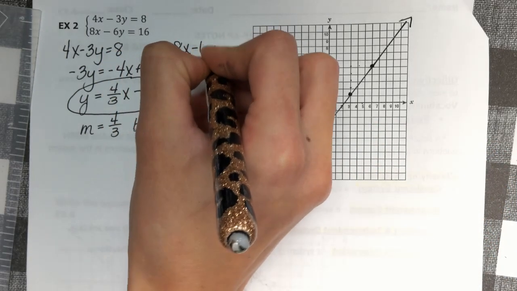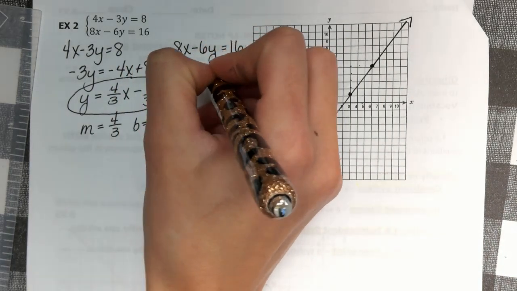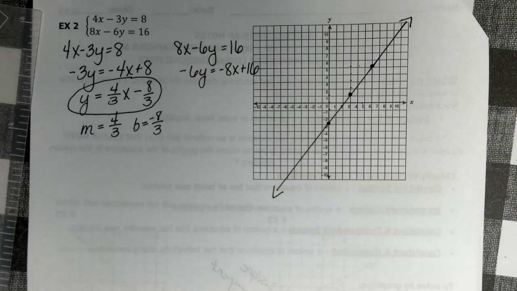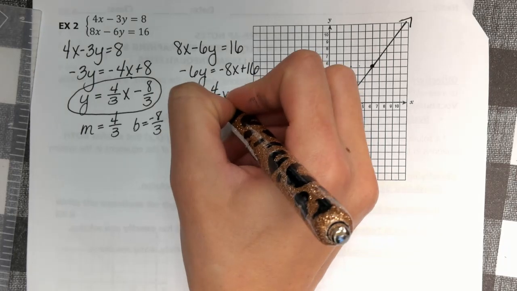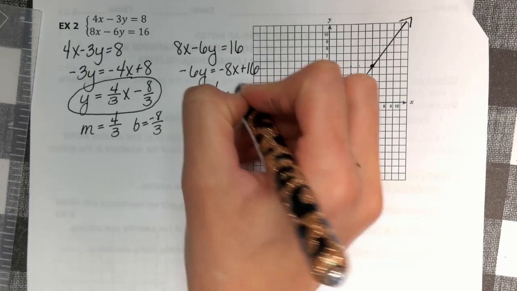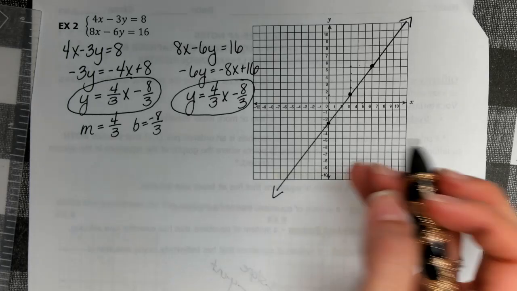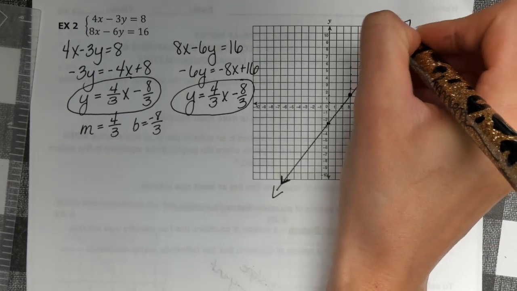Once you graph that, we're going to solve the second equation. Subtract your 8x and you get negative 6y equals negative 8x plus 16. Divide by negative 6. Y equals 4/3 x minus 8/3 again. What's going to happen here? It's the same line, right? So when it's the same line, tack on another set of arrows so you're indicating there are two lines here.